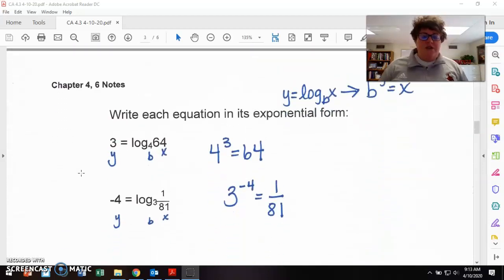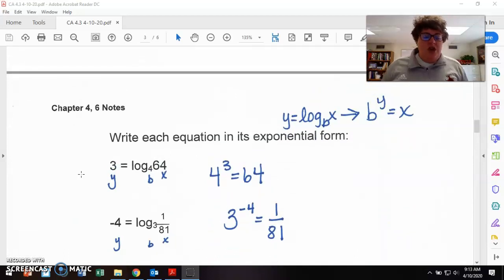Okay, so the first set. Write each equation in its exponential form. So we want to go from log form, which I wrote up above, to exponential form. First you want to identify your y, your b, and your x, and then rewrite it as b to the y is equal to x. So 4 cubed is equal to 64. And then ask yourself, is that a true statement? What does 4 cubed mean? 4 times 4 times 4, 64. So yes, it's a true statement.